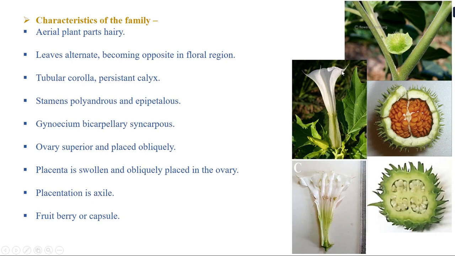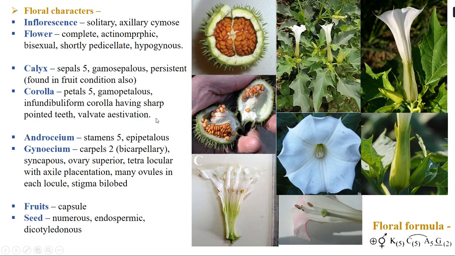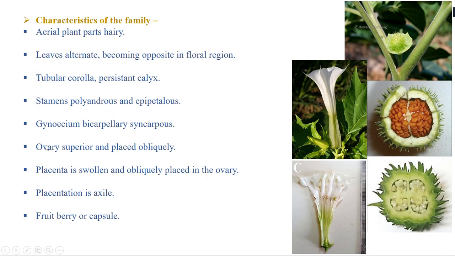Tubular corolla. The corolla is tubular. It is this infundibuliform corolla, trumpet shaped corolla. And persistent calyx. What do you mean by a persistent calyx? As you can see, the fruit is arising after the flower is shed off, and as the fruit is arising, the calyx is still persistent at its position. This is a persistent calyx. The stamens are polyandrous and epipetalous. I have already explained epipetalous: when the stamens are attached to the petals.